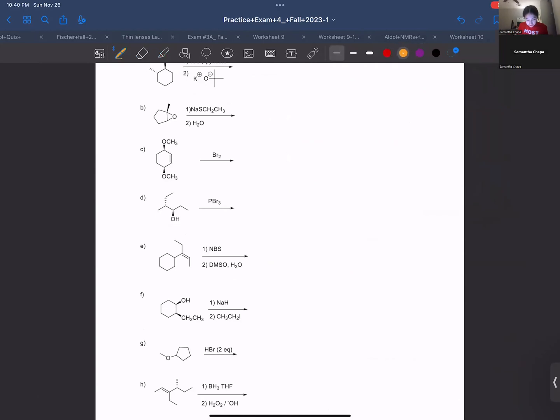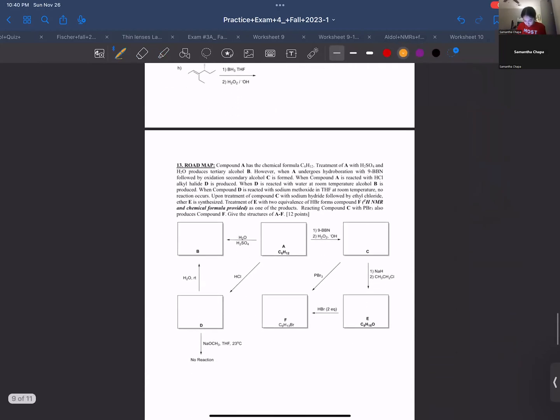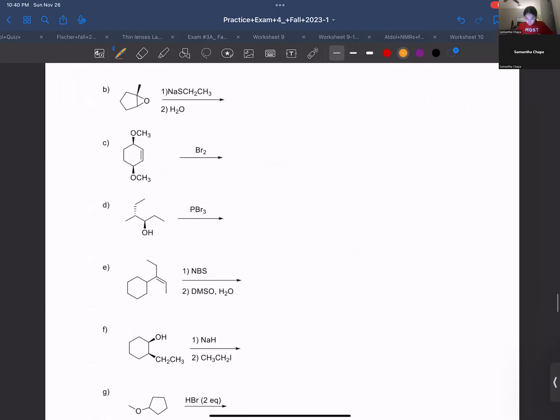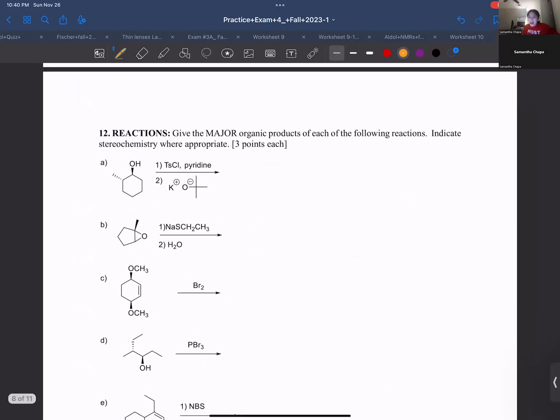Let's go to our reactions page. Again, I won't go through the roadmap either. Okay, reactions page. A lot of the times in Ochem 1, I would do the mechanism just because it would help me. But I'll just go through the outlines for each reaction. So for the first step in A, the TsCl pyridine, all this is doing is making a good leaving group. So I'll show you the intermediates, but make sure to read the problem and ask if it asks for intermediates. But for this first part, just making a good leaving group, and it retains stereochemistry. OTs, great leaving group.